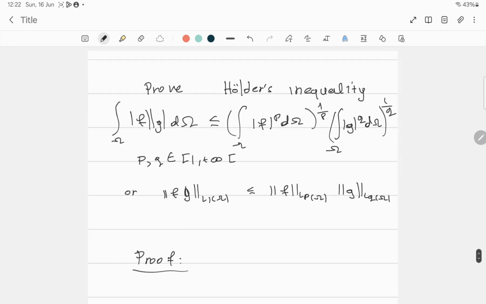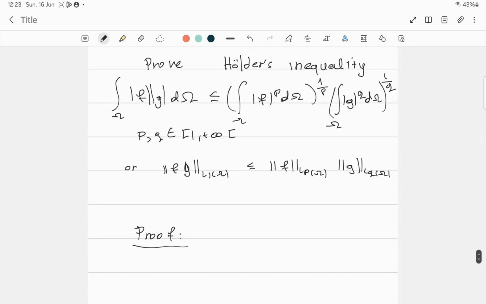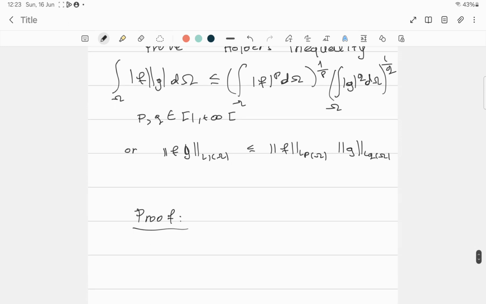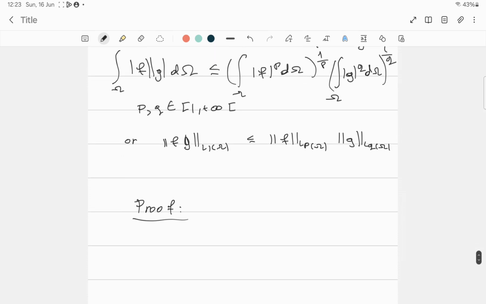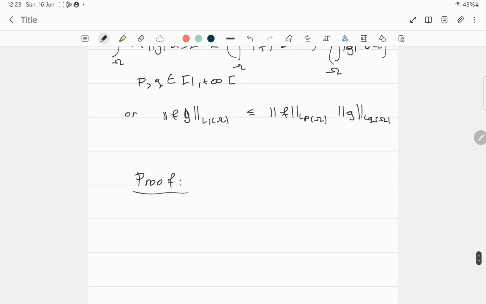This is one of the most popular inequalities in analysis, and it is used very frequently, most of the times in PDE analysis, and it's also one of my favorite inequalities. So in order to prove this, we need to use first Young's inequality.